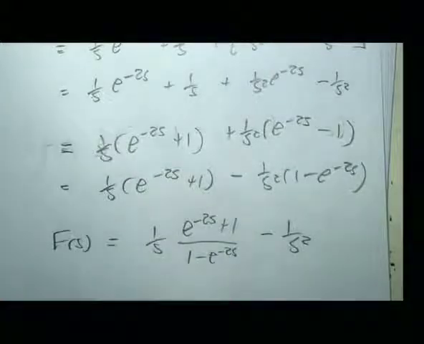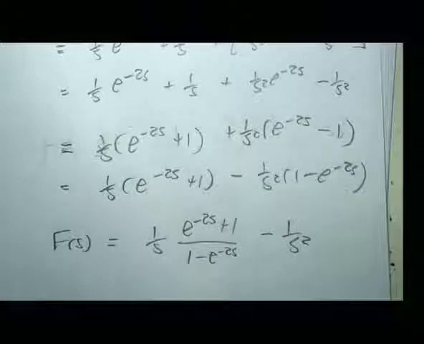I have the slightest horrible suspicion that 1 plus e to the minus 2s over 1 minus e to the minus 2s is like a fan or something. There's some sort of hyperbolic trig thing that it is, but I don't know. That'll do. That's not too bad.